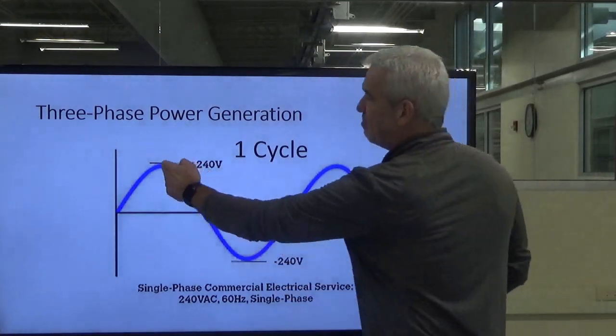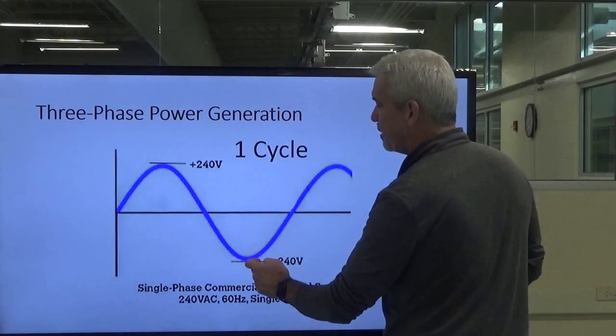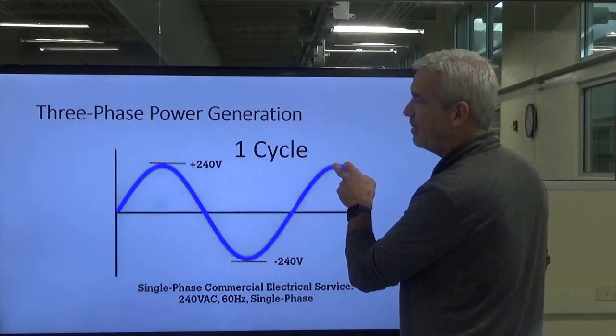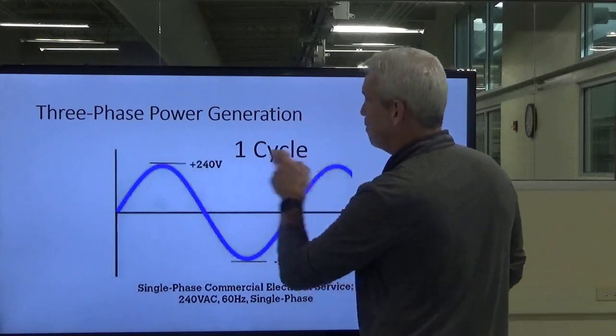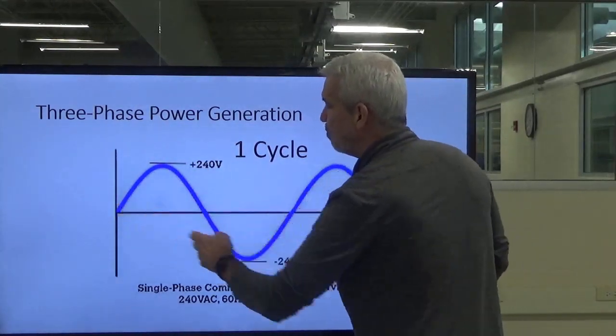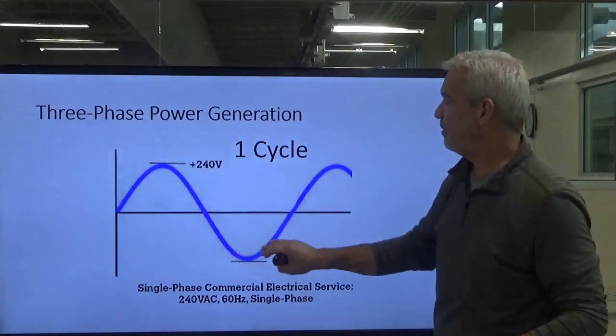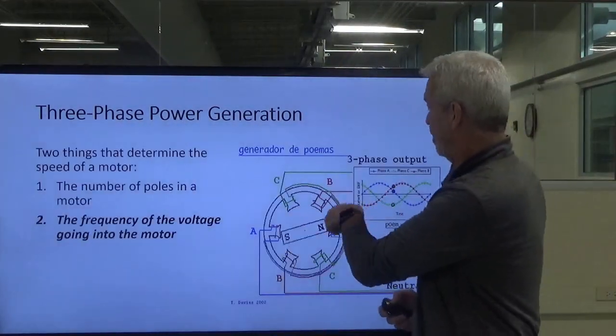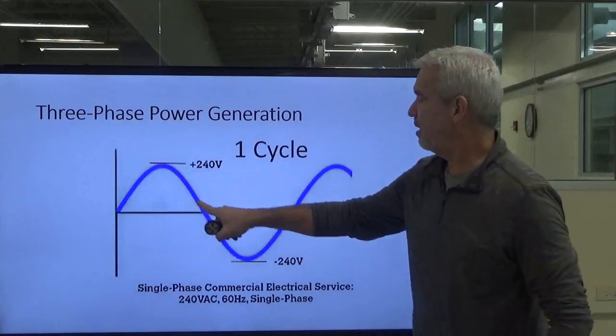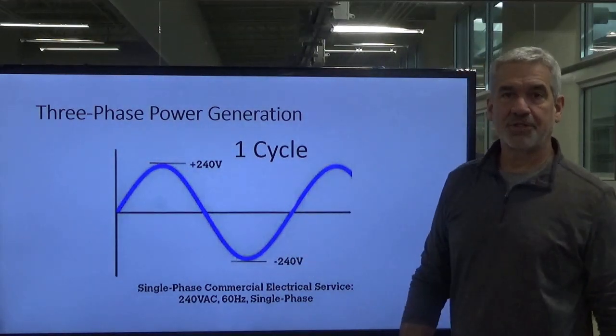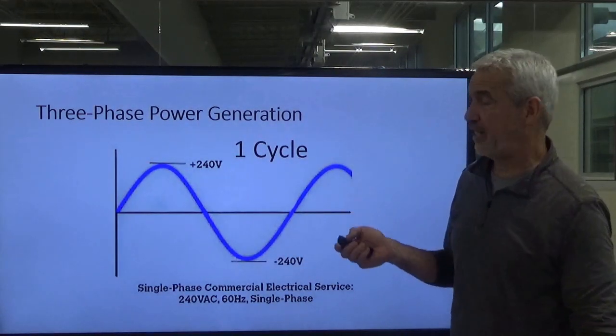Now, it could be from the positive peak, to the negative peak, and ending back up here at the positive peak. That could be one cycle. But this is one cycle as well. So we call this one cycle. This is one complete revolution of our rotor, one complete revolution of our rotor in our power generation source, or our alternator.